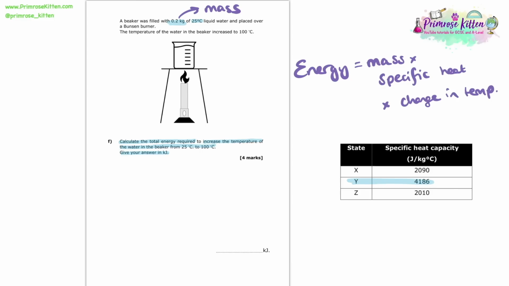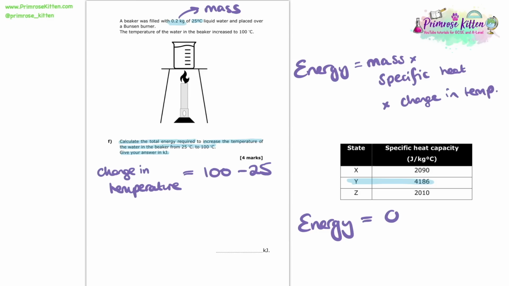Now here we're talking about liquid water, which we decided was what Y is. And so we have a specific heat capacity of 4,186. Now we need that change in temperature. So because it went from 25 to 100, the change in temperature is 100 minus 25. So if we put everything now into our equation, energy equals 0.2 times 4,186, and then times by that change in temperature, which is 75.